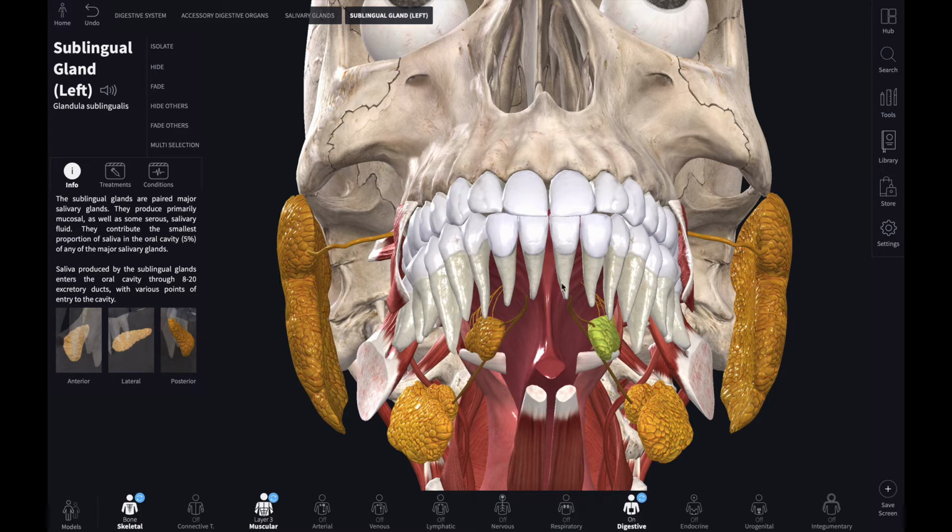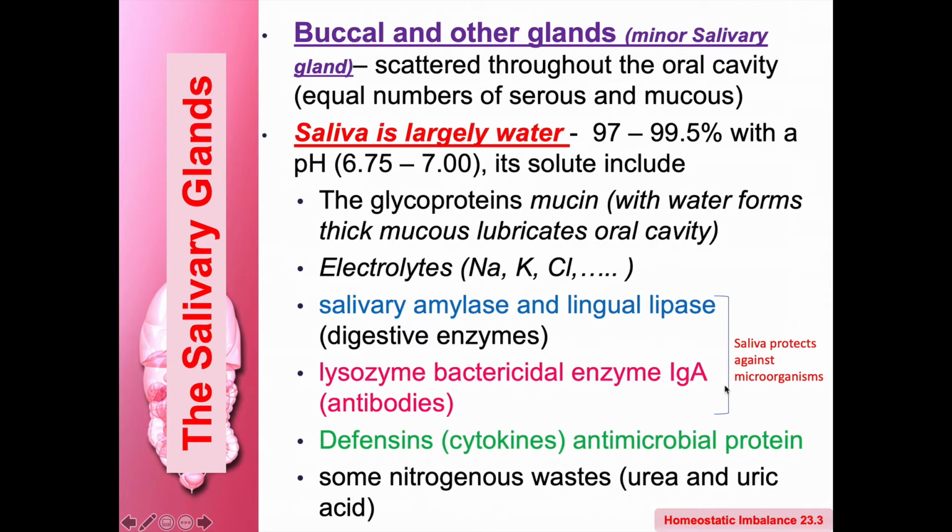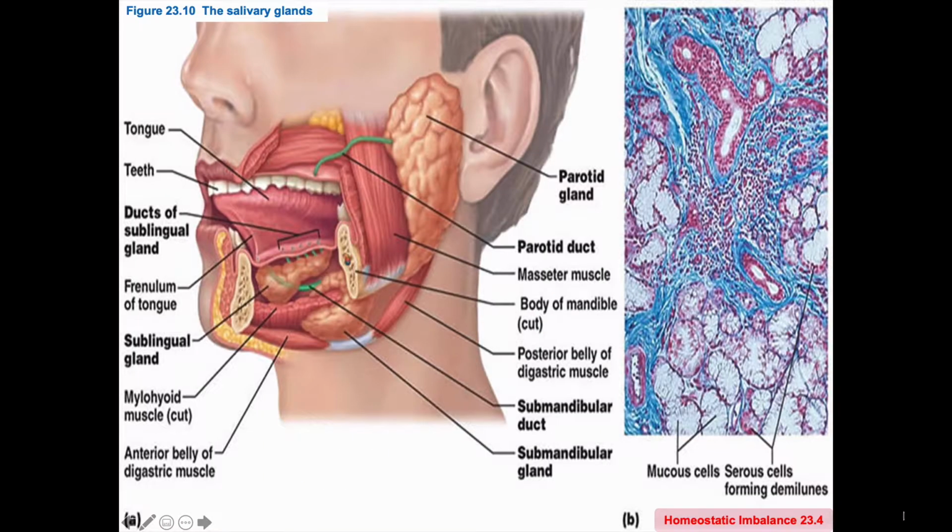These three glands secrete around 1500 ml of saliva in 24 hours. Saliva's composition is 97% water, and the pH is 6.75 to 7, almost neutral. It has glycoproteins and electrolytes. Salivary amylase, which is what I was telling you about, the ptyalin enzyme. Lysozymes are present in saliva for antibacterial activity, defensins as antimicrobial proteins, and also nitrogenous waste. These are the components of saliva.